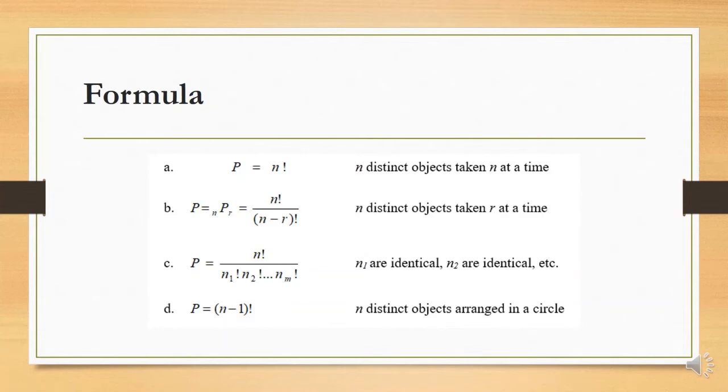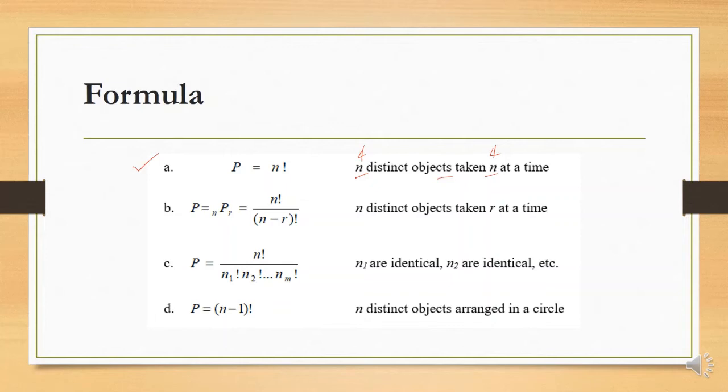Sa permutation, meron tayong 4 na formula. Okay? So, you just have to identify ano ba ang gustong ipagawa ng problem. If we are arranging n distinct objects taken n at a time, halimbawa, 4 yung objects, at iayos mo siya sa 4 na position, okay? So, 4 na objects, iayos sa 4 na position, ang ating formula ay P is equal to n factorial.